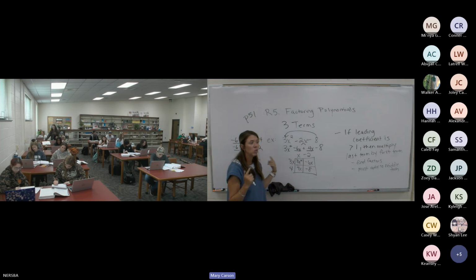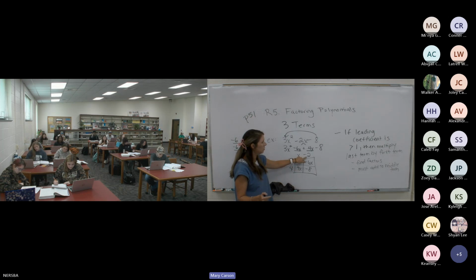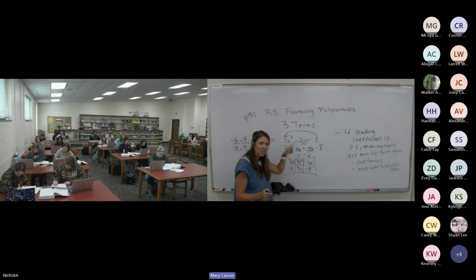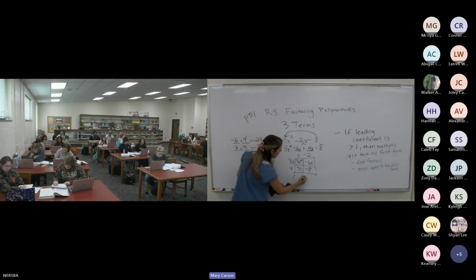The nice thing about this is you can check your answer really quickly. 3x times x is going to give you 3x squared. 3x times negative 2 is going to give you a negative 6x. 4 times x is going to give you a 4x. And 4 times negative 2 is going to give you a negative 8. If you check it and it's not right, then you messed up somewhere. Okay. So my factors become x minus 2 and 3x plus 4.